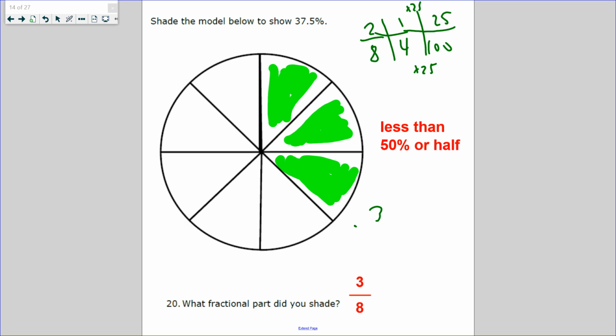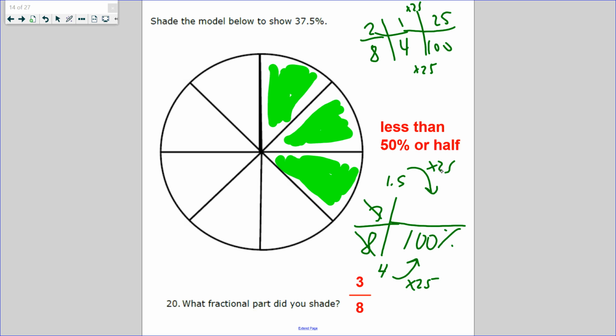To check your work, we learned a shortcut. Can 8 go in 100? No. Let's simplify this. What's half of 8? 4. What's half of 3? 1.5. How do you build a 4 to 100? Times 25, times 25. 1.5 times 25 is 37.5%.